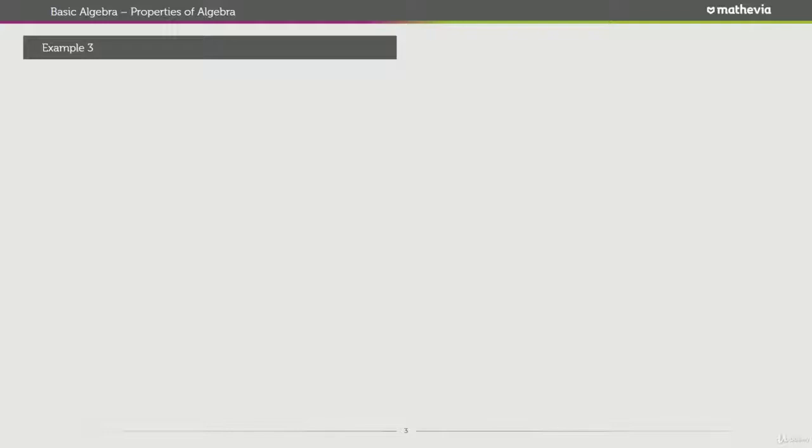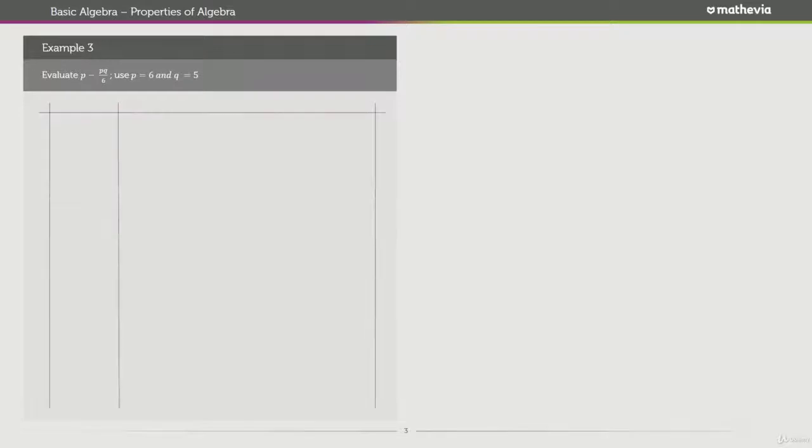Now, example 3 says evaluate p minus pq over 6, use p equals 6 and q equals 5. So what does evaluate mean? It just tells us to put those numbers into the expression. So we have p minus pq over 6, and we've been told that p is 6 and q is 5, and we're just going to plug those numbers in.